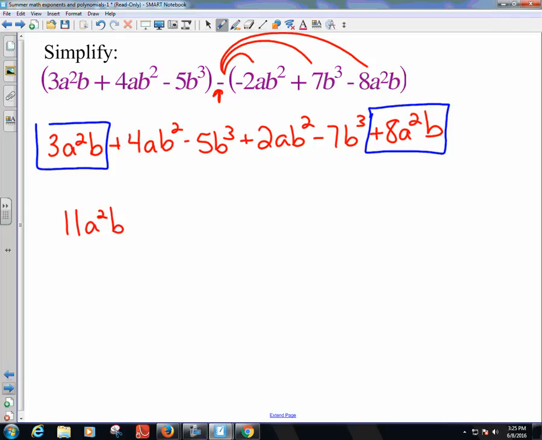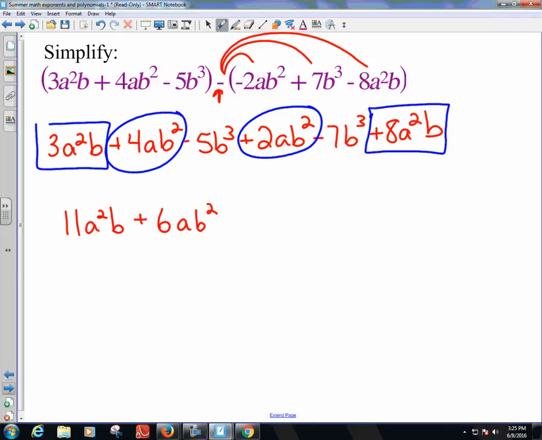So now I've got 4ab squared, and I go down the line and look for something else that has a and b squared. So I've got this. All right, so my variables are the same, so I'm going to add my coefficients. 4 plus 2 is 6, so 6ab squared.